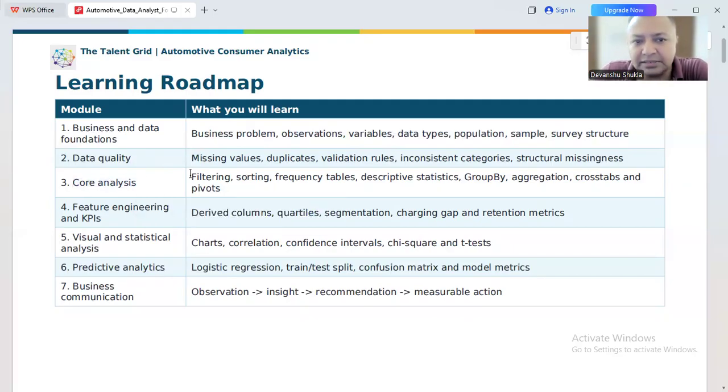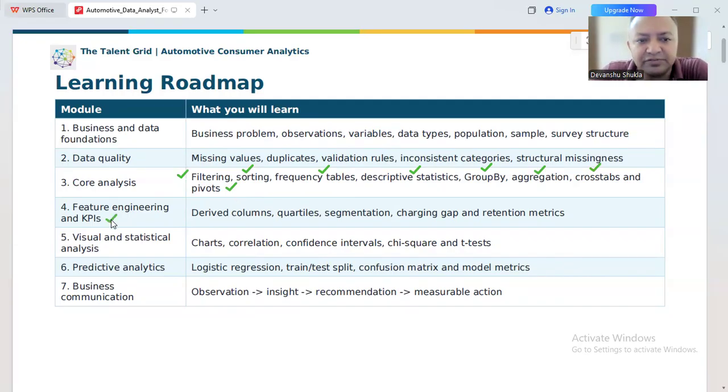Then we will perform our core analysis. In the core analysis, we will cover filtering. Let me just mark it here. So we will be covering these concepts. We'll cover filtering, sorting, frequency tables, descriptive statistics, group by, aggregation, cross tables, and pivot tables. These are certain concepts which we are going to cover in the core analysis section.